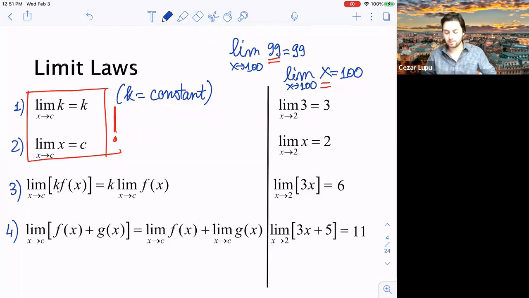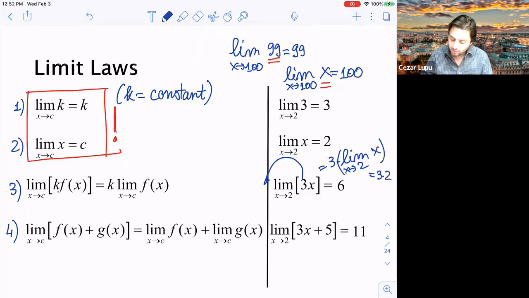And a good example, if you look on the right, you have the limit as x approaches 2 of 3x. Well, like I said, you take the 3 out. So it's going to be 3 times the limit as x approaches 2 of x, which is 3 times 2. And this goes back to here. See? That's how you operate using property number 3.